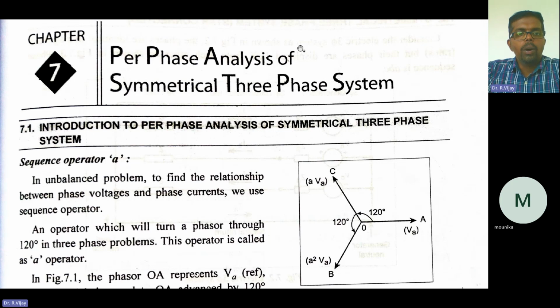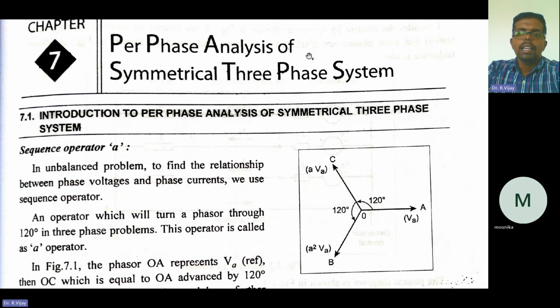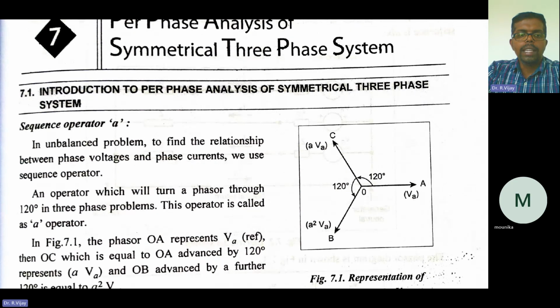Today, we are going to see the basics of per phase analysis of a symmetrical three-phase system. So first, let us come to the introduction of per phase analysis of a symmetrical three-phase system. In an unbalanced problem, what we are going to do is operate with a sequence operator, a operator. So say, for example, the R, Y, B phases, we are converting into only one phase.